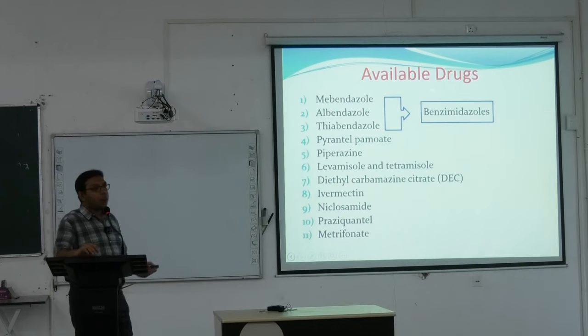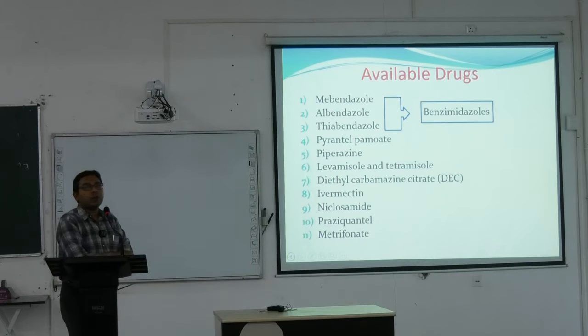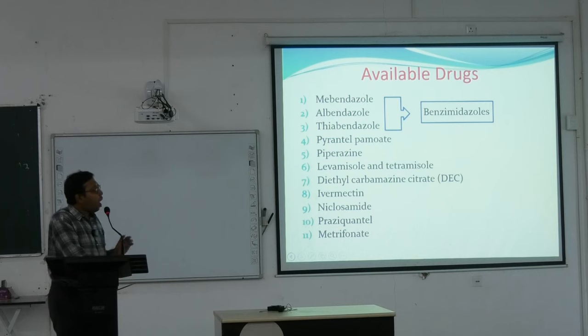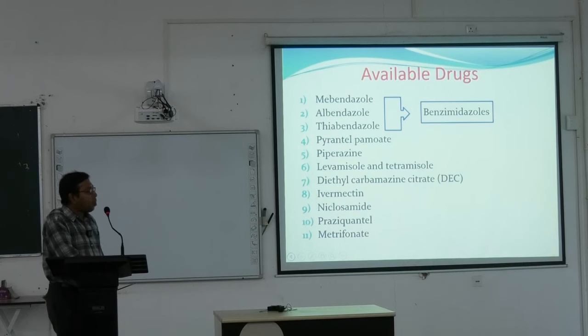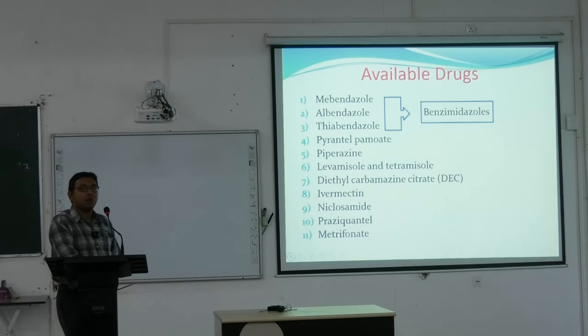So these are the available drugs. Of these, the most important is the benzimidazole group. Within the benzimidazoles, the three most important are mebendazole, albendazole and thiabendazole. Apart from this, there are other anti-helminthic drugs. Examples are pyrantel pamoate, piperazine, levamisole and tetramisole, diethylcarbamazine citrate, ivermectin, niclosamide, praziquantel and metrifonate. So these are the different drugs that are active against the helminths.